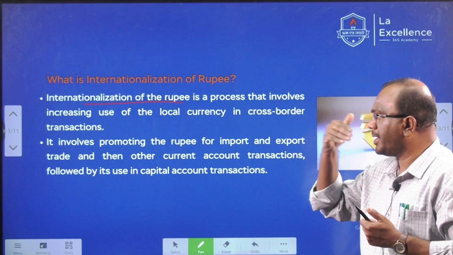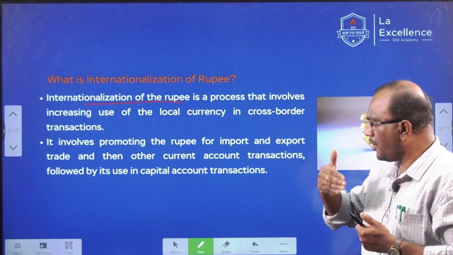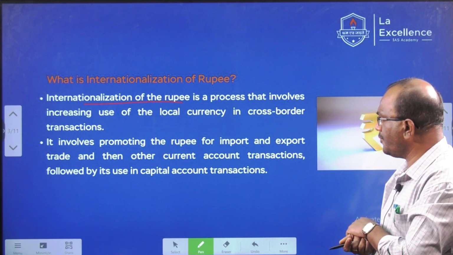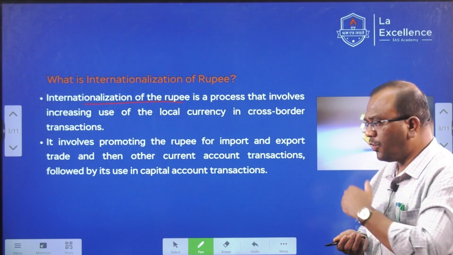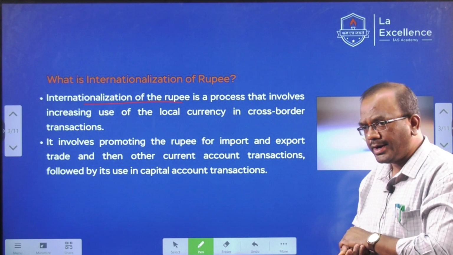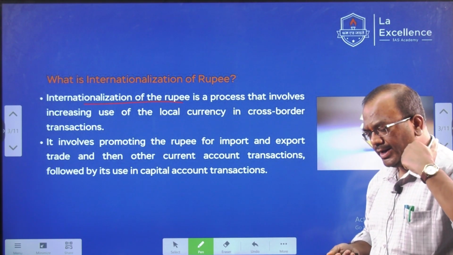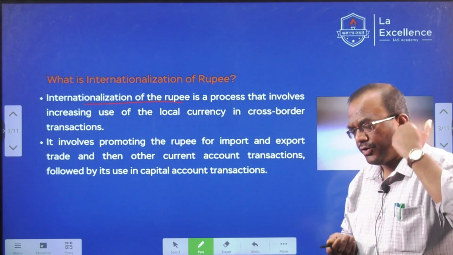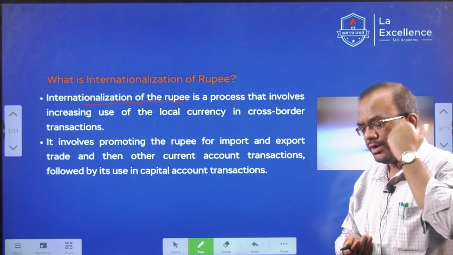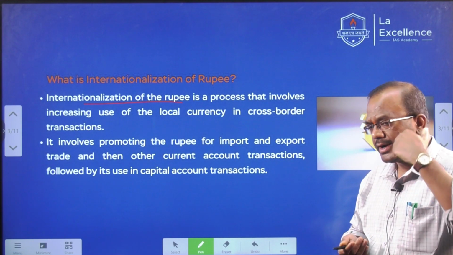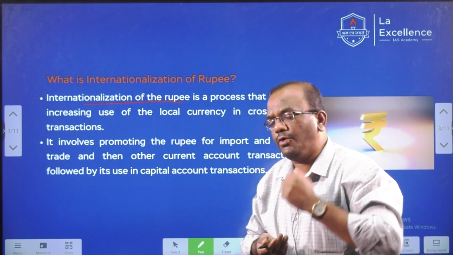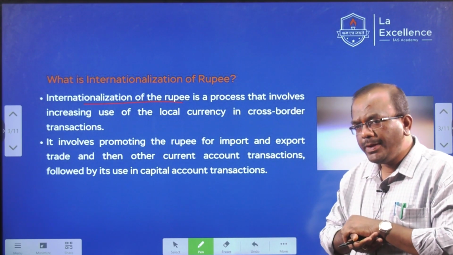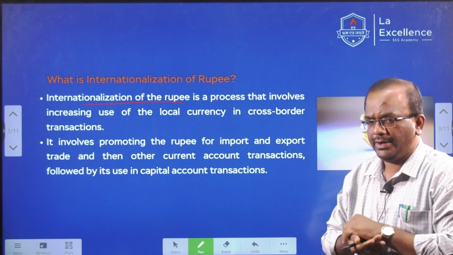Now, if the rupee becomes a global currency, a larger volume of global transactions will be conducted in rupee terms, that is, increasing use of the local currency, the rupee, in cross-border transactions. So internationalization explains the use of the local currency in cross-border or global transactions. Global transactions could be in the form of trade, imports and exports, holding foreign exchange reserves, or remittances or payments.